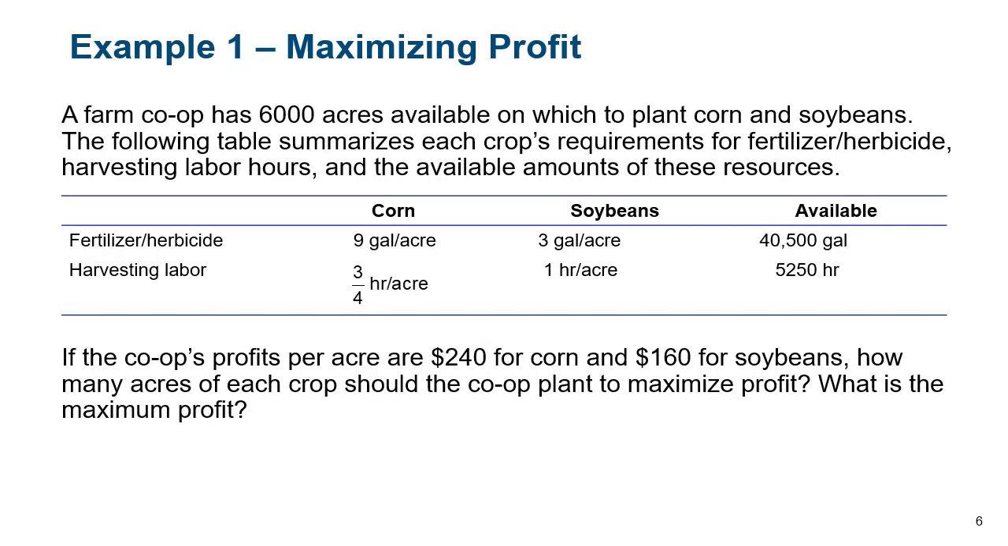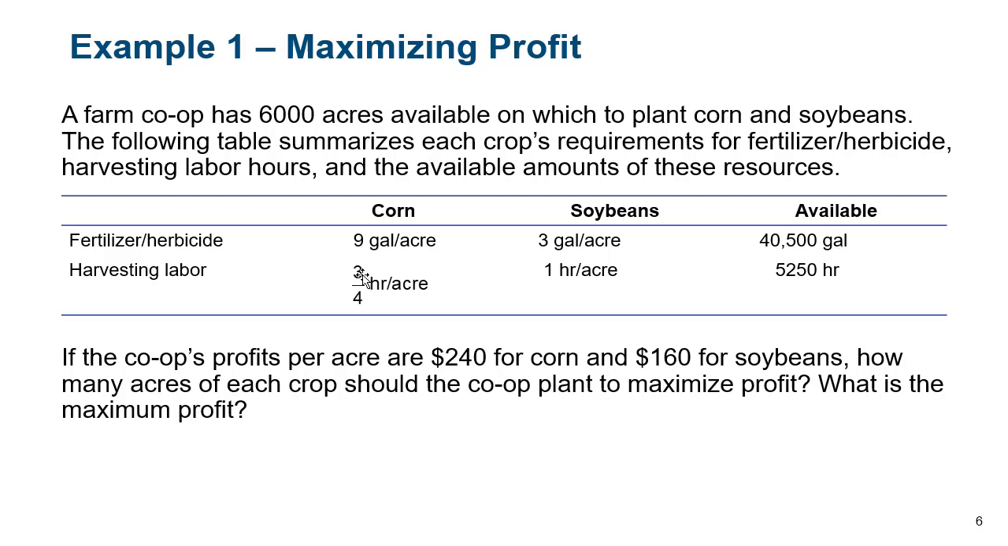So let's look at an example. A farm co-op has 6,000 acres available on which to plant corn and soybeans. The following table summarizes each crop's requirements for fertilizer/herbicide, harvesting labor hours, and the available amounts of these resources. You can see that they need a certain amount of this herbicide/fertilizer. We're just going to call it fertilizer. They need 9 gallons per acre for corn, 3 gallons per acre for soybeans, and they have limited amounts of resources. They only have 40,500 gallons of the stuff to use.